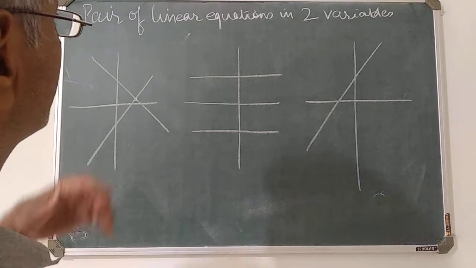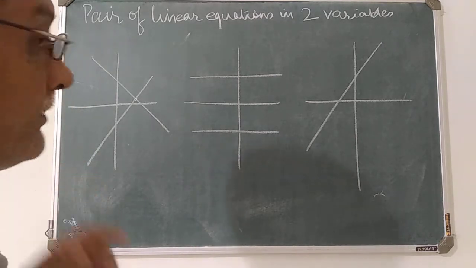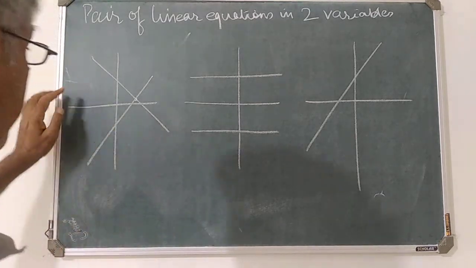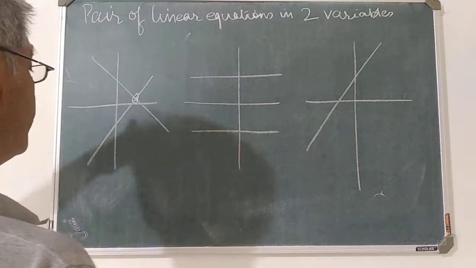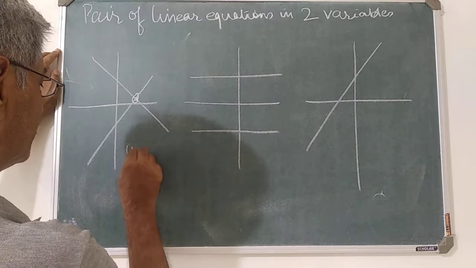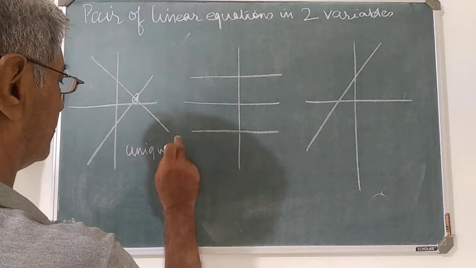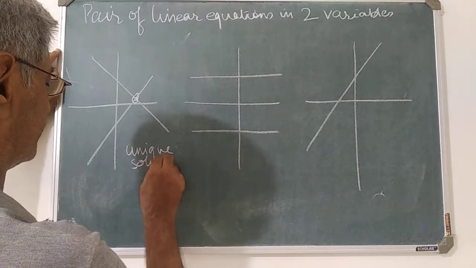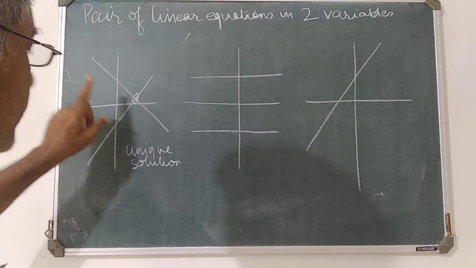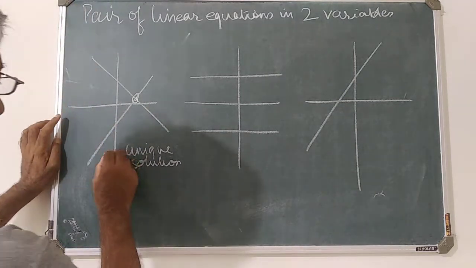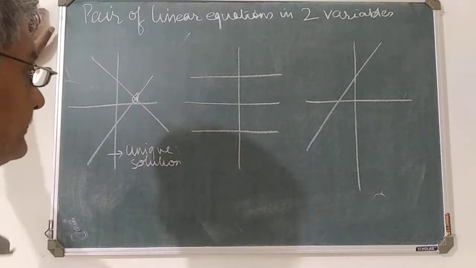Okay, pair of linear equations in two variables. We have seen in our last video that when two lines intersect at a point, we have a unique solution. We have one solution for x and one for y. We have one unique solution for these two intersecting lines.